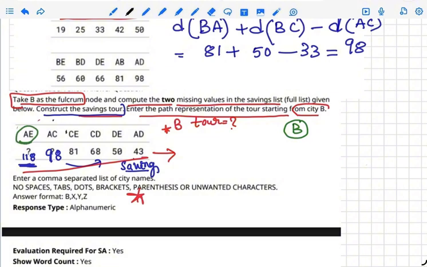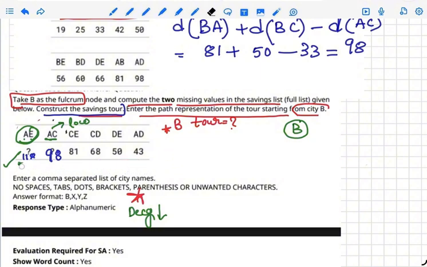So first one, the savings distance is 118. This is the highest value, right? This is the highest value. If we are calculating AE and AC distances, AC is compulsorily low when compared to AE. Why? Because this is the decreasing order of the savings distances. So when we are going in this direction, the distance AC is less than AE, right? So please check if you are calculating the distances.